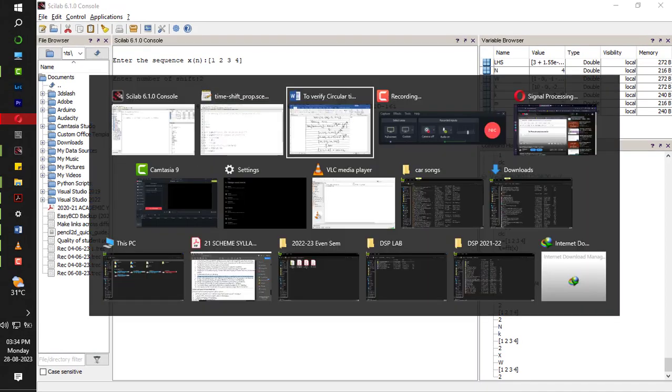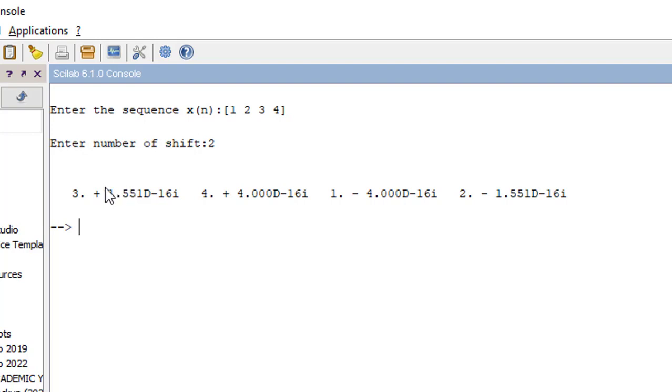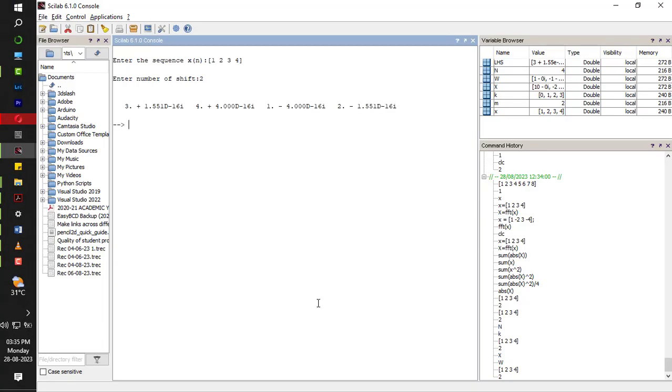So what do we have as the theoretical result? 3, 4, 1, 2, right? So 3 plus, just ignore this if you get something like this. This is nothing but minus 0.000016 times 0.1551. This is basically 0 actually. And here also minus 0.16 times 0.400, and so on. So if you get something like this, you just ignore it. This is actually considered as 0. So what we got here is 3, 4, 1, 2, and what we have is 3, 4, 1, 2. We verified the circular time shift property of DFT. So thank you.